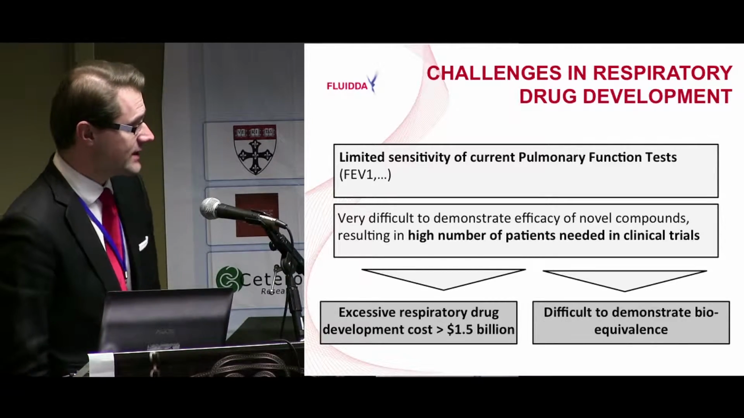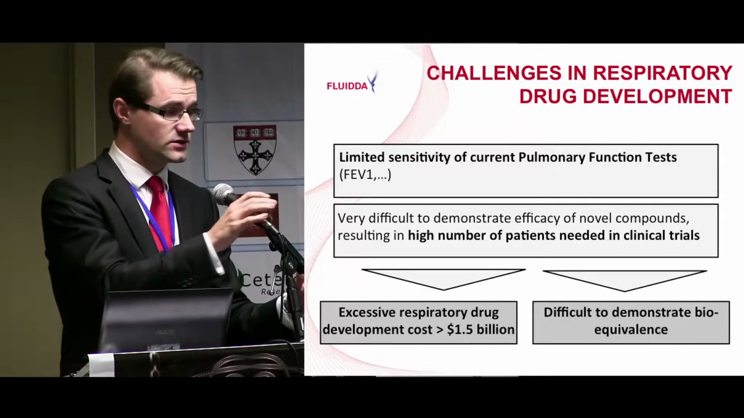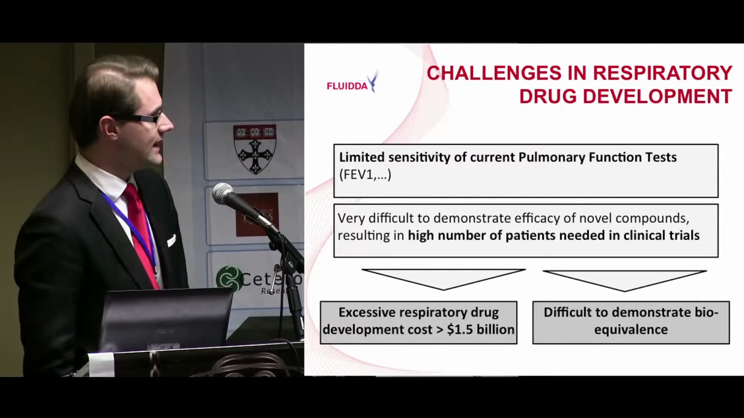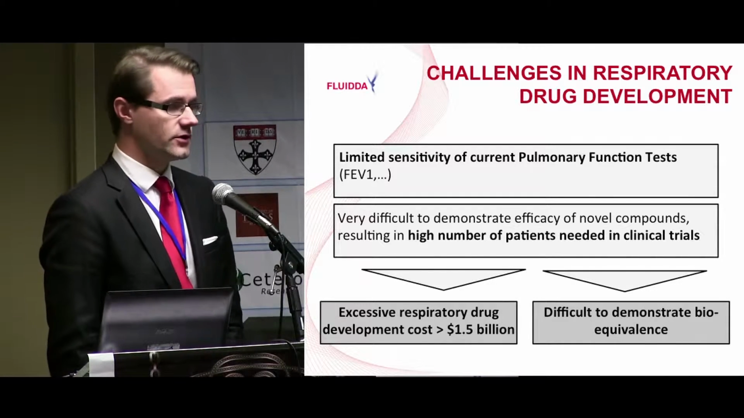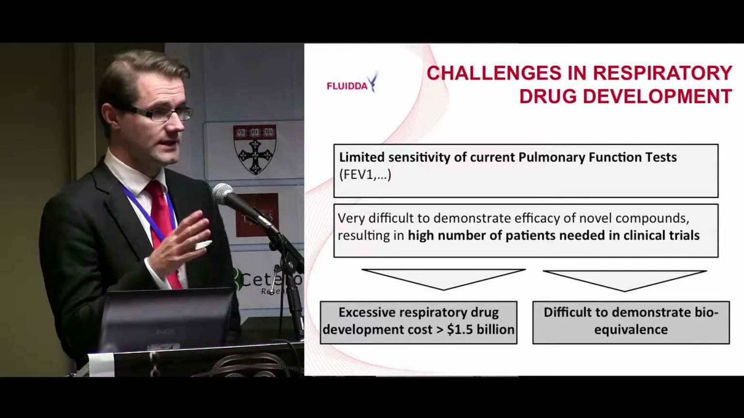In the respiratory space, we actually have quite a number of challenges. One of the challenges is the limited sensitivity of the current outcome parameters, in particular the FEV1, the forced expiratory volume in 1 second. This leads to very difficult registration procedures for innovators on one hand, but also very difficult procedures to demonstrate bioequivalence. That forced expiratory volume in 1 second is basically the amount of air you can exhale in 1 second, and that's the gold standard today in the respiratory space. So you can imagine it's quite a crude method. It's quite a noisy test.